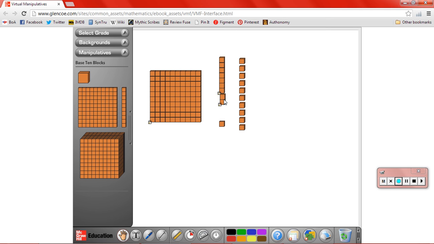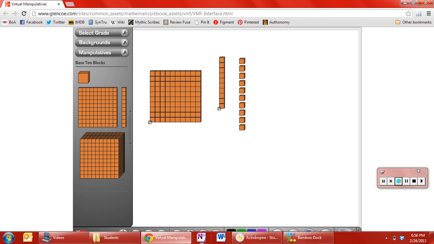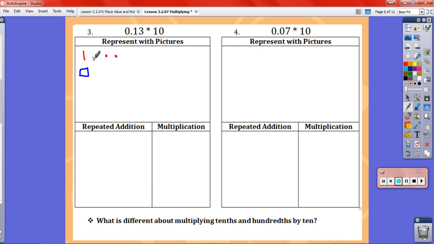So instead of drawing 10 of them and then crossing them out and drawing a tenth, I'm just going to say, well, 10 of these would make a tenth, 10 of that would make a tenth, and 10 of that would make a tenth. So I get 1 and 3/10.